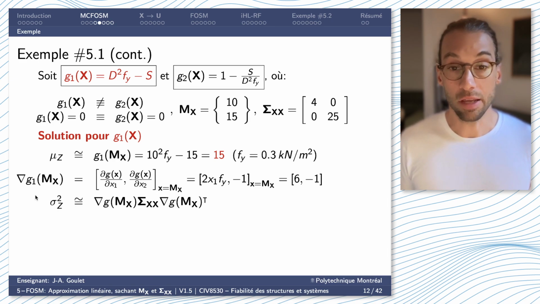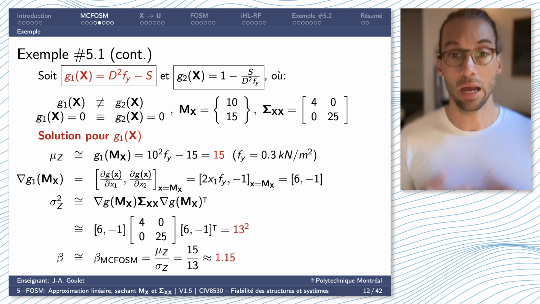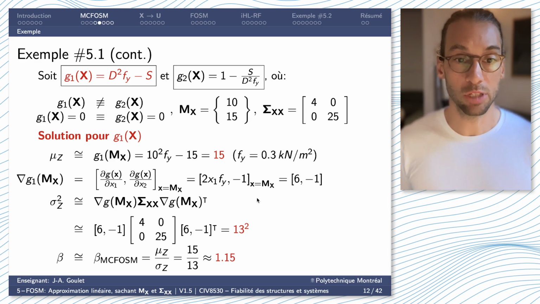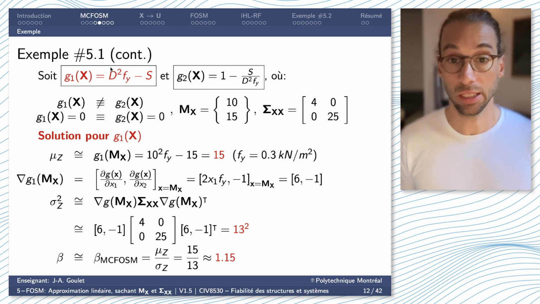Then my variance is going to be my gradient vector I just computed here times my covariance matrix times gradient transpose. If I make the numerical calculation, that's going to give me 13 squared for the variance. So my beta, my reliability index, evaluated by MCFOSM, is going to be the ratio between that 15 and 13. 15 over 13 is 1.15. Okay, let's keep that in mind. This is what we obtain if we use the first limit state function.